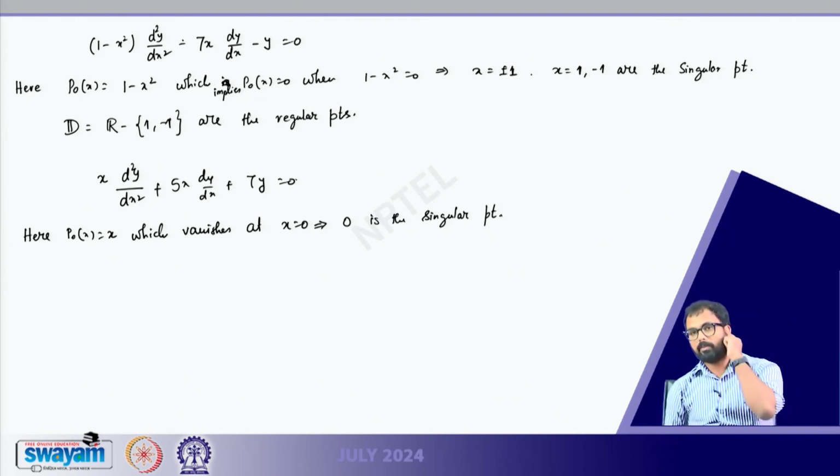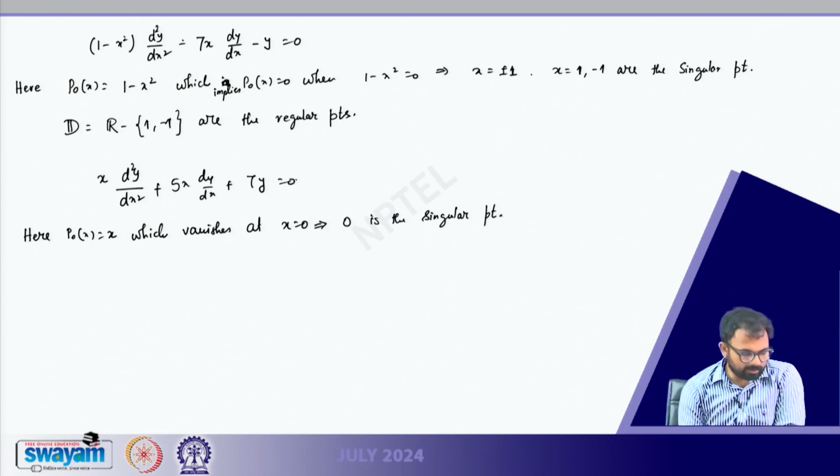So, suppose you have x into x minus x cube. Then you will have 0, 1 and minus 1 as roots of x minus x cube. So, if that is your P0(x), then in that case you will have 3 singular points. How many singular points you have, we cannot say in general, because it depends on what kind of expression is given to you. It can be 1, it can be 2.